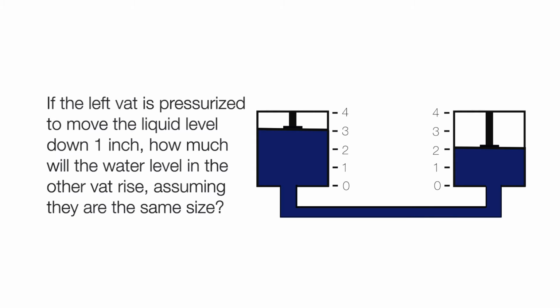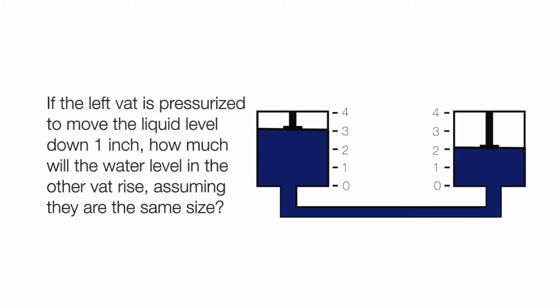Given the rules above and what we know about pressure, let's look at a few examples. Here is one that displays the basic function of a hydraulic system. On one side is a vat of liquid, which is connected by a hose to another vat. If the left vat is pressurized to move the liquid down 1 inch, how much will the water level in the other vat rise, assuming they are the same size?